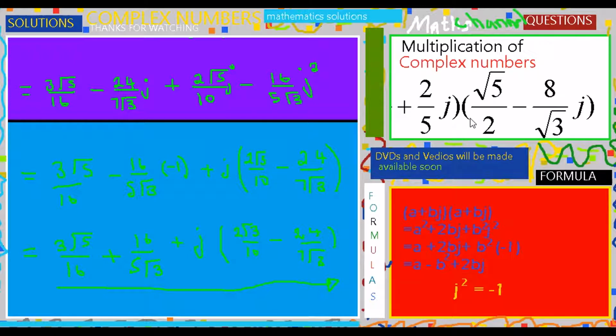So that's it for multiplication of complex numbers.